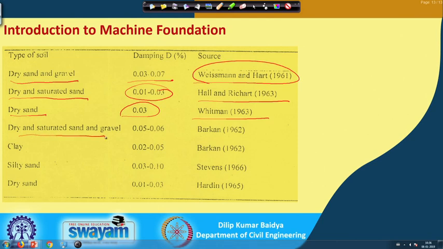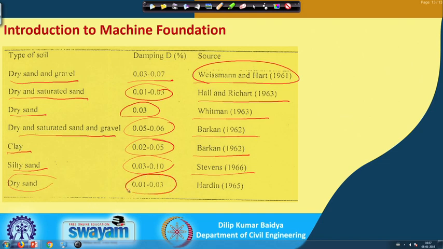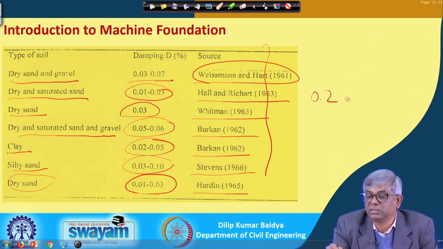Dry and saturated sand and gravel, the damping varies between 5 to 6%, as given by Barkan. And for clay, the damping varies between 2 to 5%, again given by Barkan. Silty sand damping varies between 3 to 10%, given by Stephen. Dry sand damping is 1 to 3%, given by Harding. So that means, if I look at this, approximately 0.2% to 10% damping can be assumed.